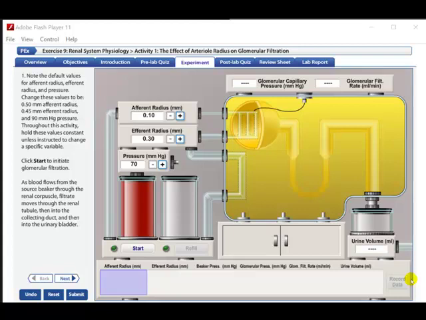Today we're talking about the renal system, and our experiment will be specifically about the effect of arterial radius on glomerular filtration. The pre-lab quiz and the post-lab quiz will be done by Hind Al-Kos and Noor Al-Shahi. The experiment will be done by me, Mira Kashwani, Robin, and Tiba.